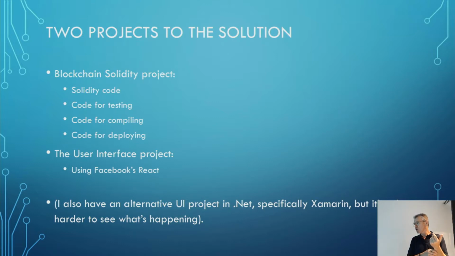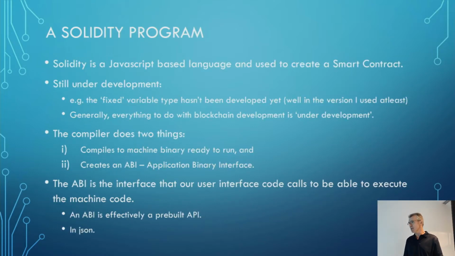And the user interface project. So this is the bit that calls the Solidity, the smart contract. I'm using React, Facebook's React, to do that. And you can also use Xamarin, or .NET, which I've got a slide on later. The reason why I've chosen React is because it was easier to show you what I've got and also to explain. A Solidity program is a JavaScript based language. It's been extended to have a whole bunch of contract specific verbs.